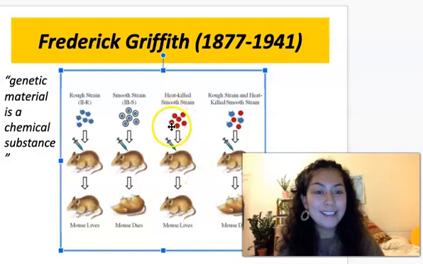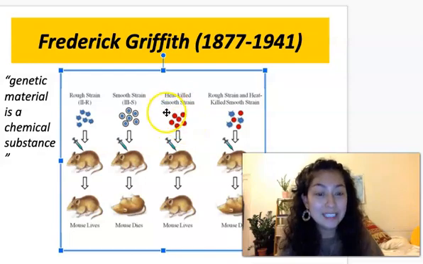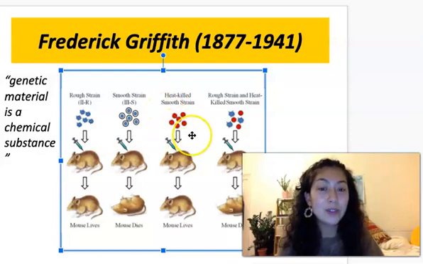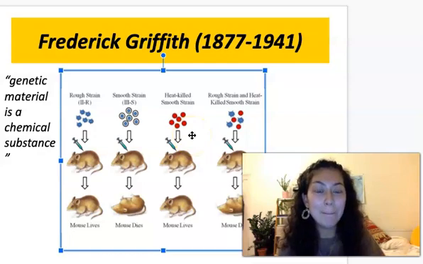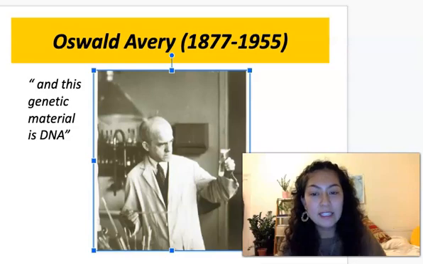When the smooth, harmful strain was heat treated and killed, it caused no effect, which signifies to us that the chemical or biochemical nature of genes, of genetic material, can be manipulated. A significant contribution comes from Oswald Avery, who came to the conclusion that the genetic material is known as DNA. His work was also with bacteria.